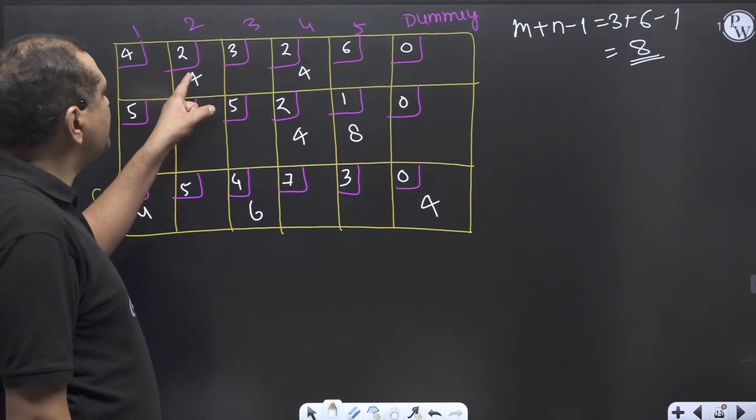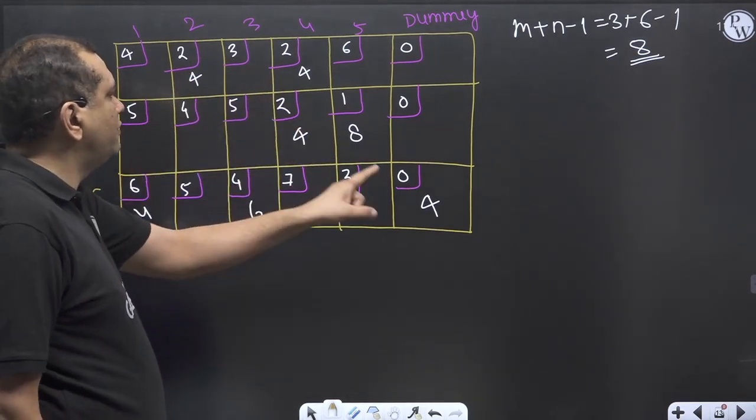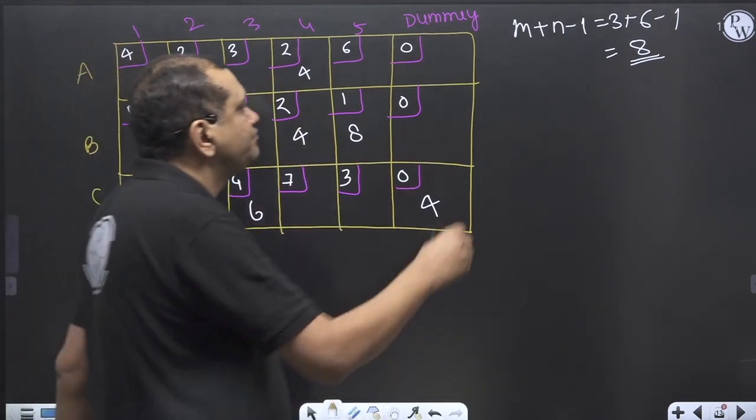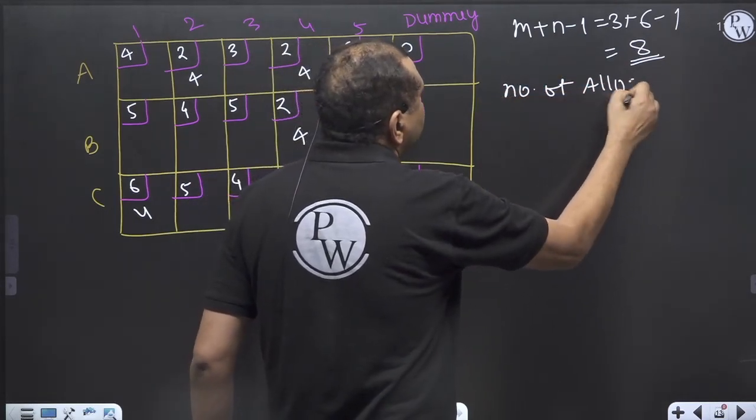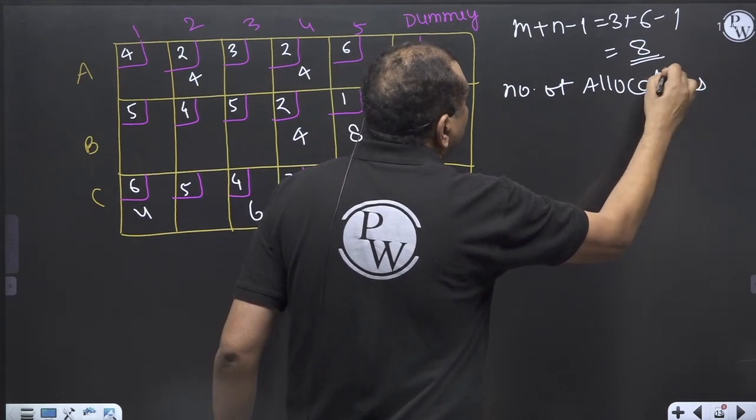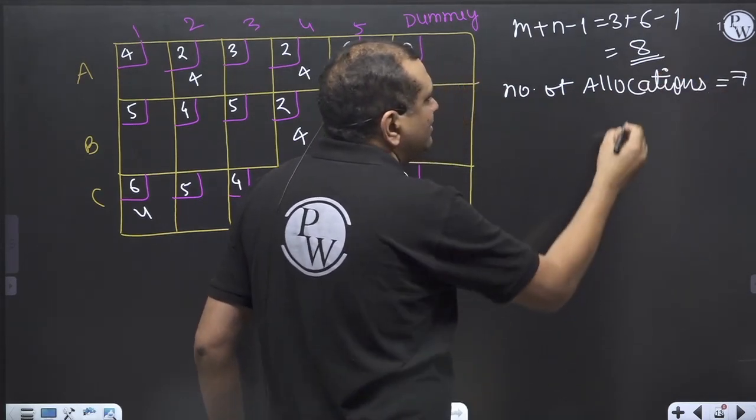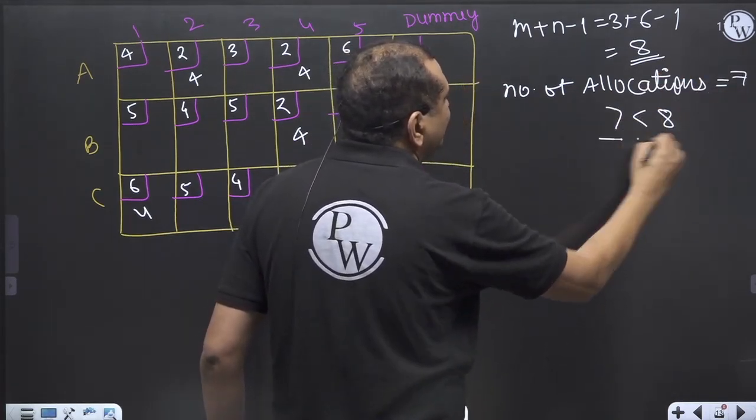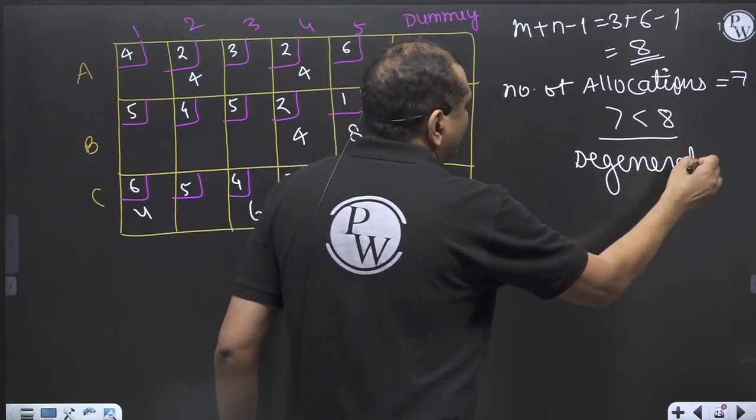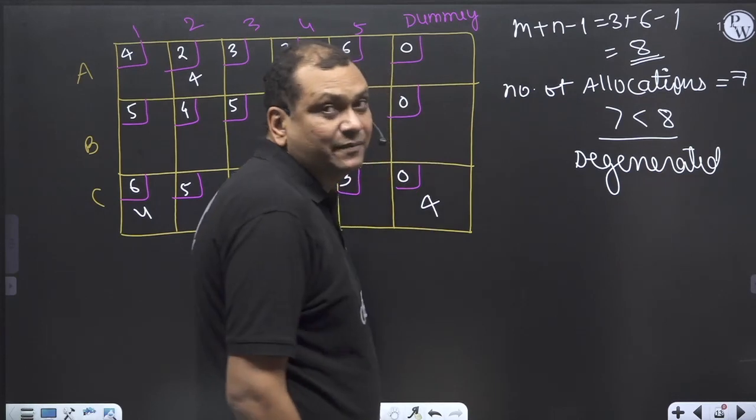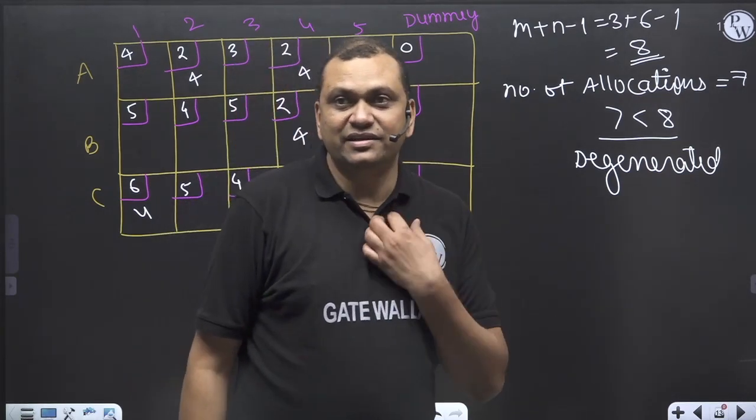Number of allocations are 1, 2, 3, 4, 5, 6, 7. Number of allocations are 7. 7 is less than 8, na? So the system is degenerated.